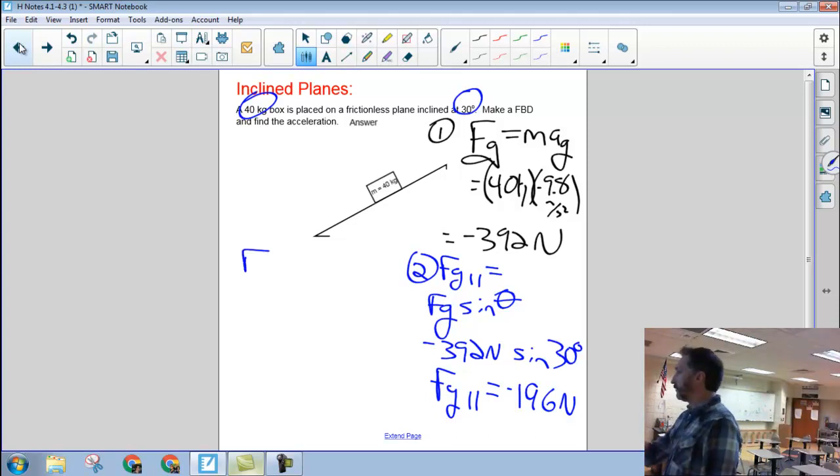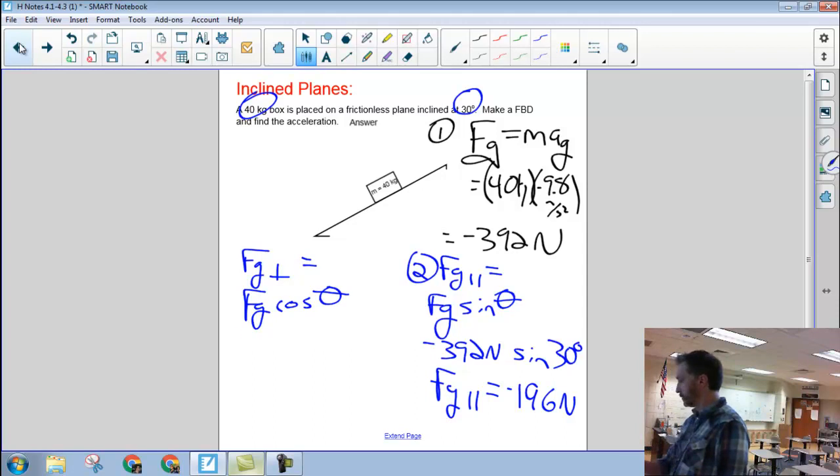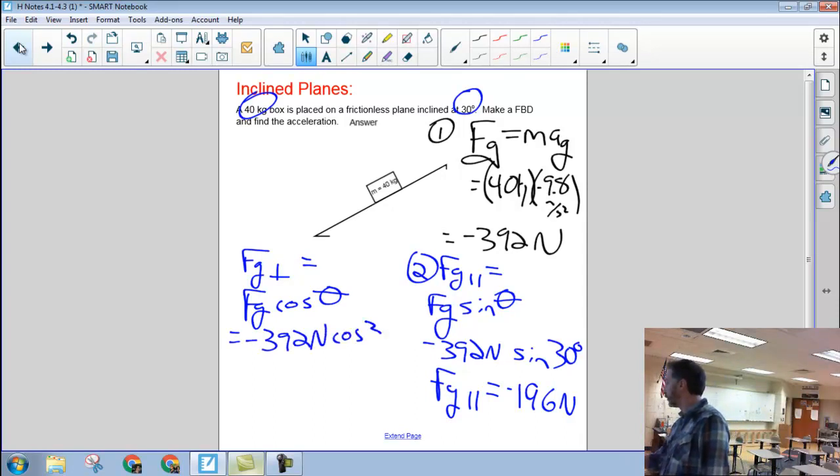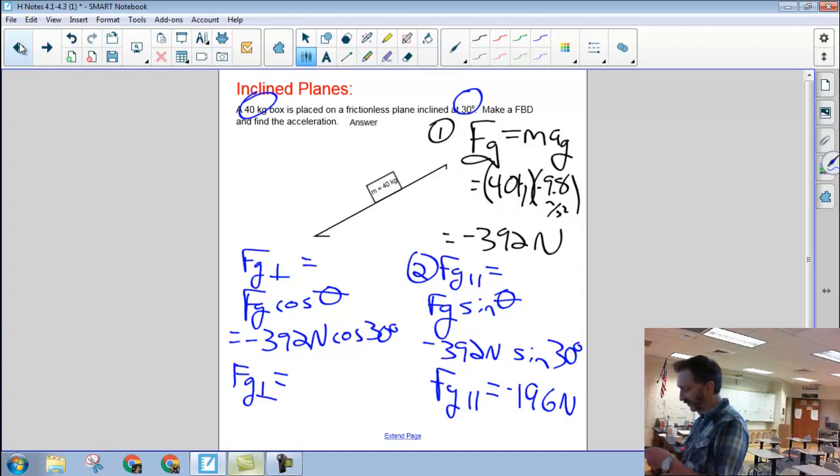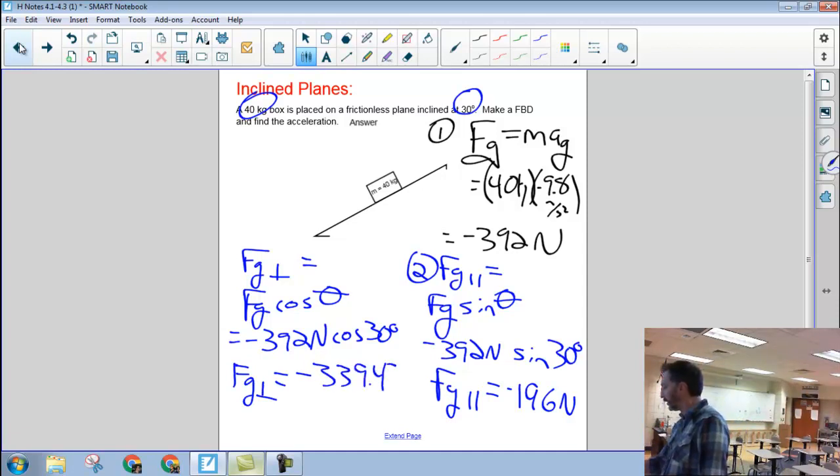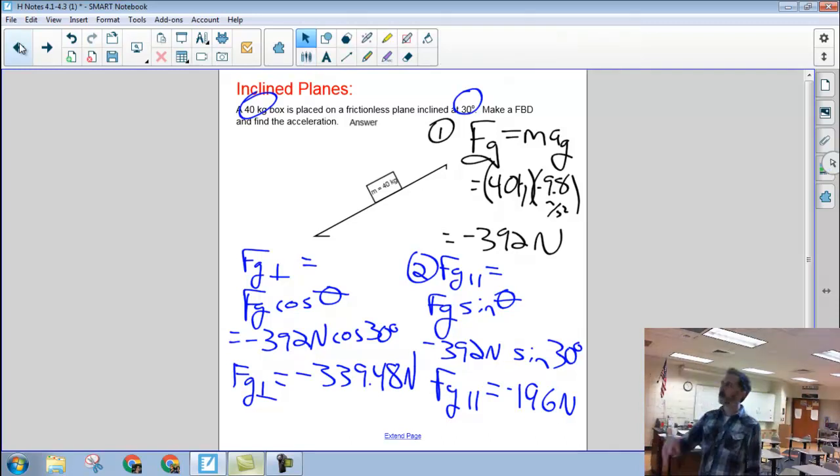Similarly, I need to find my FG perpendicular. So that's FG times the cosine of theta, which is negative 392 newtons times the cosine of 30 degrees. And so I find that my FG perpendicular is negative 339.48 newtons. Okay?